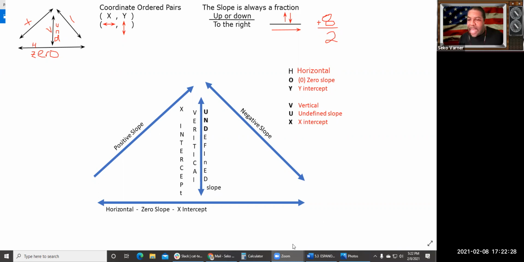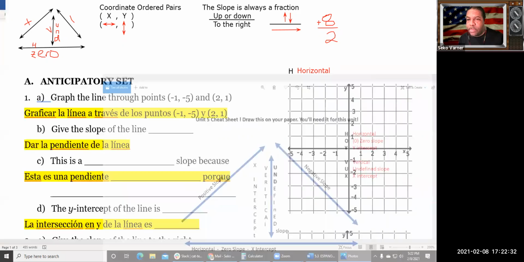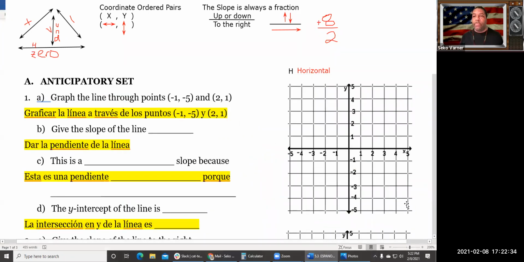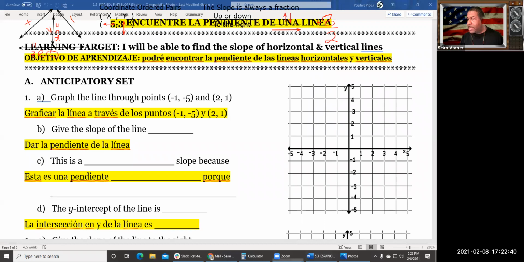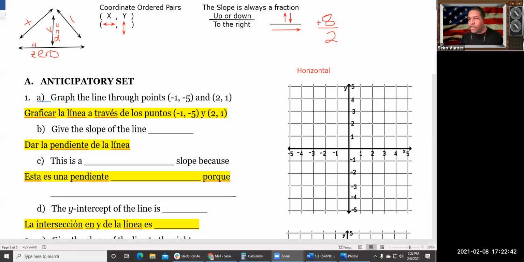Good stuff. Now, let's get rid of this and let's do some of the work. Okay? Let's do some of the work. Okay. So this says graph the line through points (-1, -5) and (2, 1).